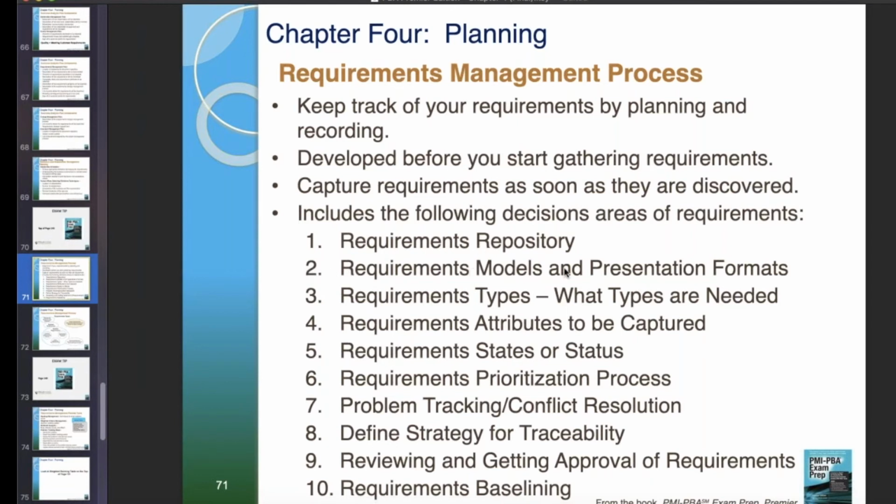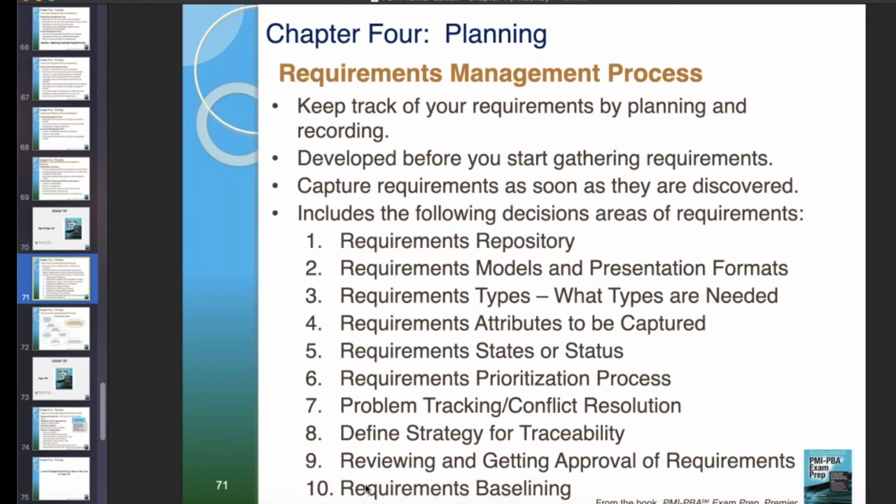Number two, requirements models and presentation formats. Number three, requirements types. What types are needed? Number four, requirements attributes to be captured. Number five, requirements states or status. Number six, requirements prioritization process. Quick question. What do you use to prioritize requirements? MoSCoW. Must have, should have, could have, would like. Number seven, problem tracking and conflict resolution. Number eight, define strategy for traceability. Number nine, reviewing and getting approval of requirements.